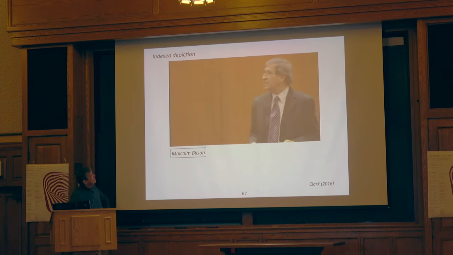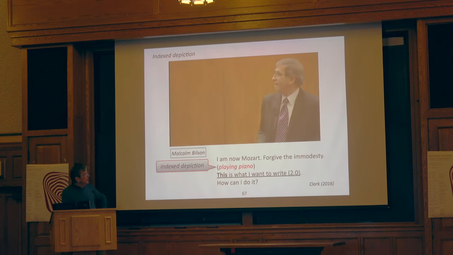How can I do it? So what he has done here is he's playing a piano. That's a depiction of something that Mozart wrote or would want to write. And he is indexing with the word "this." Now that's the way he gets it into this discourse. Without that "this," without his depiction, that wouldn't happen.